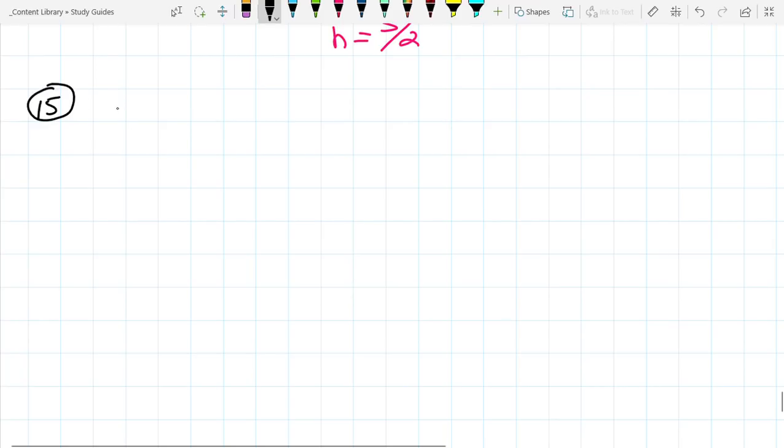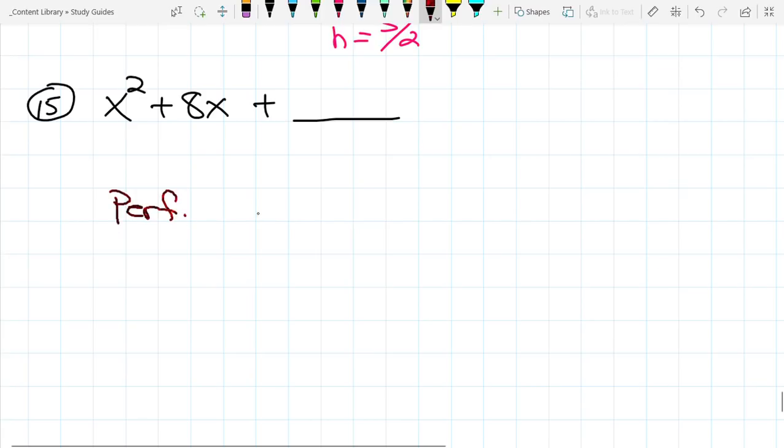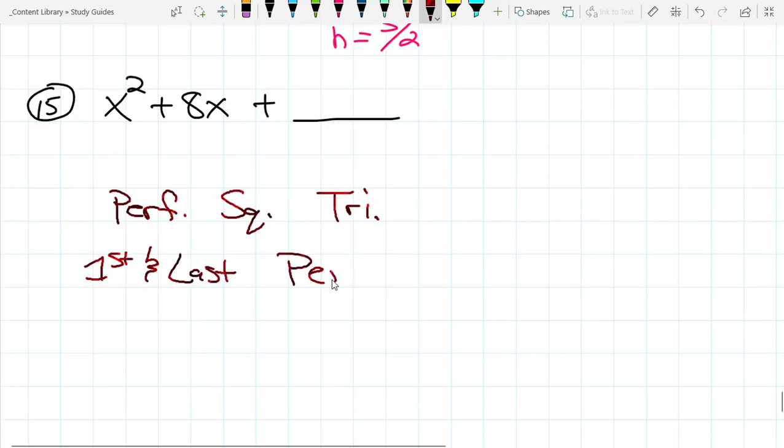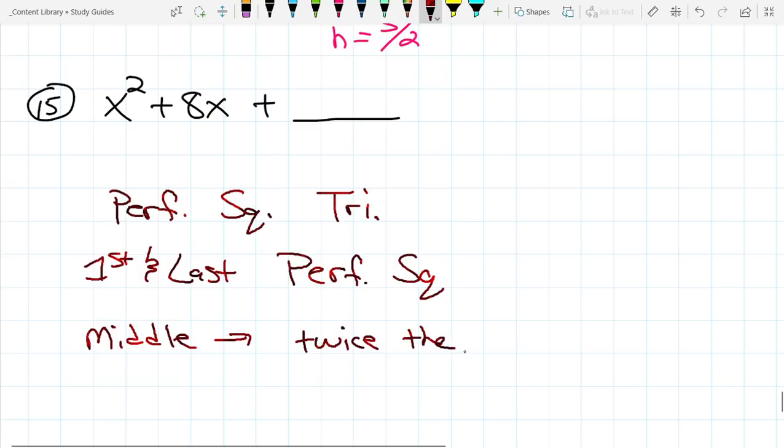15. We have x squared plus 8x plus something. We are making what are called perfect square trinomials. And we talked in class that if you are a perfect square trinomial, two things have to occur. The first and last have to be perfect squares. The middle term is twice the perfect squares multiplied.